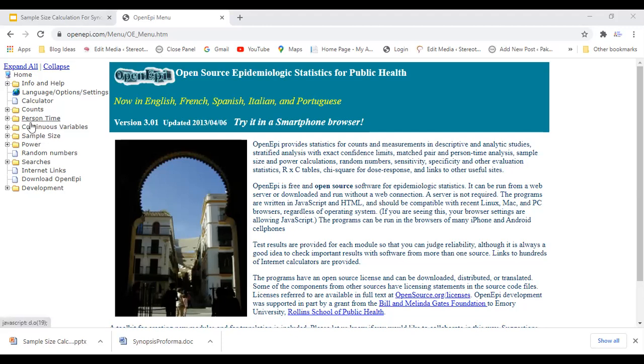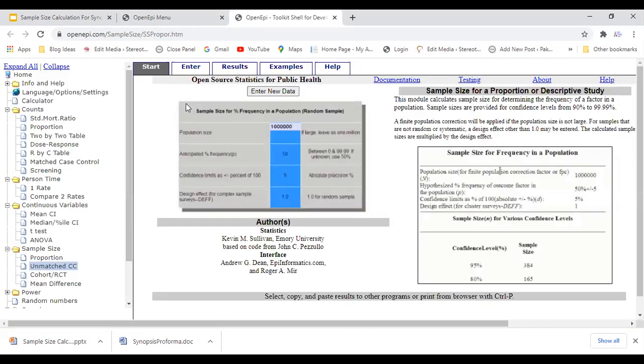So now we will be here. This is the OpenAPI menu, and you can see a lot of things. But now you have to concentrate on this. Sample size calculation is very easy. The first thing that I have discussed with you is sample size calculation of proportion. I have discussed all the terminologies with you. So now we will be proceeding with calculation of sample size.